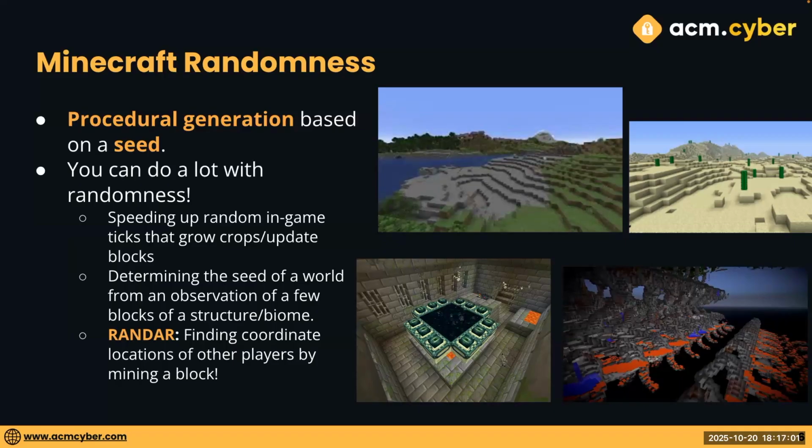You can make devices that speed up in-game random ticks to make your crops grow faster. You can determine the random seed of a world just by observing things like the end portals or looking at where the cactuses are laid out. And there was this exploit that people found, I think, 2 years ago called Randar, where you can find the coordinate locations of other players on your server just by mining a block and exploiting the random number generator.